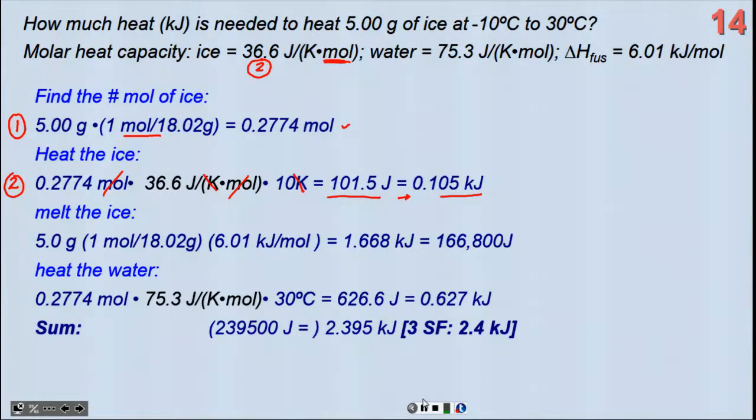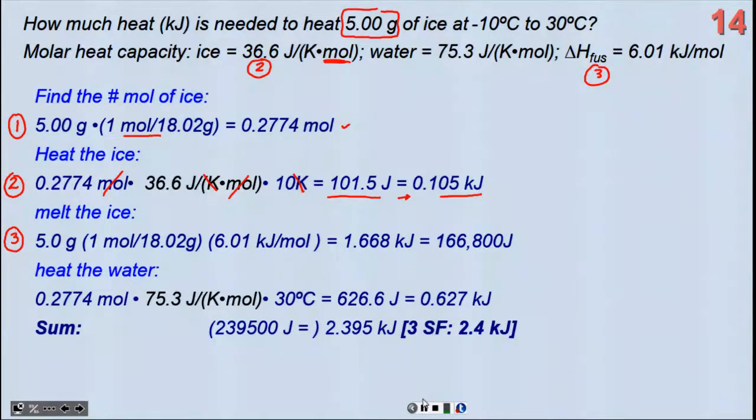Next step, melting the ice. What does that require? Let's see what other numbers up here that we can use. So melting, that would be the heat of fusion. So the heat of fusion is used for the next step. And we're going to use how much? Well, it's the mass of the ice that's provided times its molar mass.